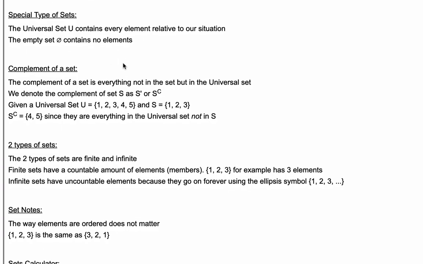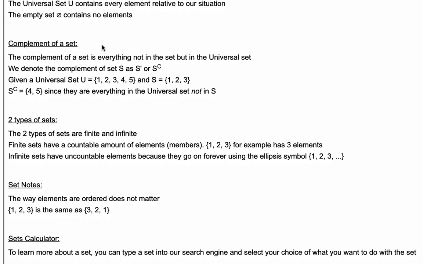Moving on, we've got a few special types of sets that you'll come to in set notation. The universal set U contains every element relative to our situation, and I'll give you an example of that in just a moment. The other special type of set you'll see is the empty set, which contains no elements. It's nothing. Now I talked about the universal set. Let's show you an example of how that's used.